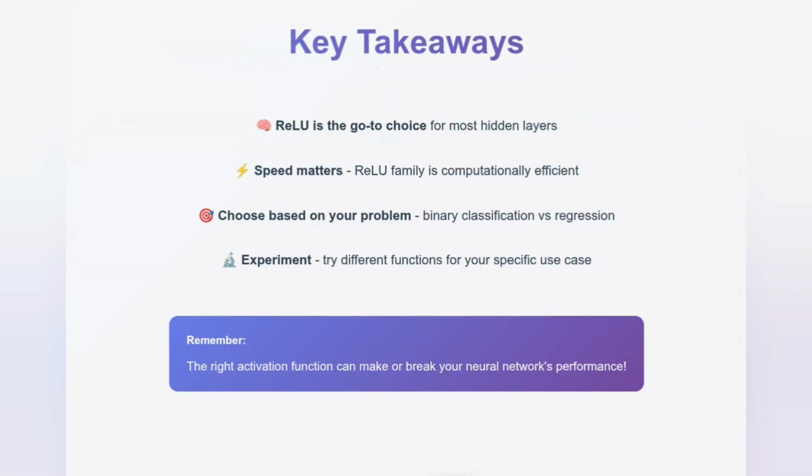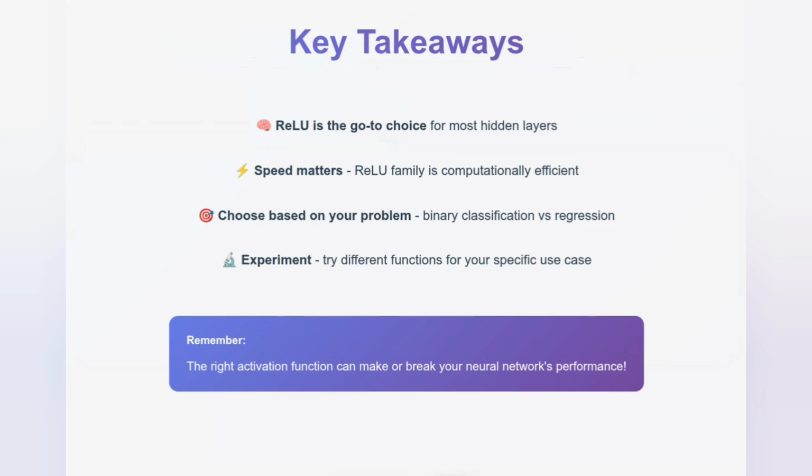So what are the main takeaways? ReLU and its variants like Leaky ReLU are generally your first choice for hidden layers in deep neural networks due to their efficiency and gradient properties. They're fast and they work well. Always choose your output layer activation function based on the nature of your problem. Sigmoid for binary classification or multi-label, and Softmax for multi-class mutually exclusive classification.